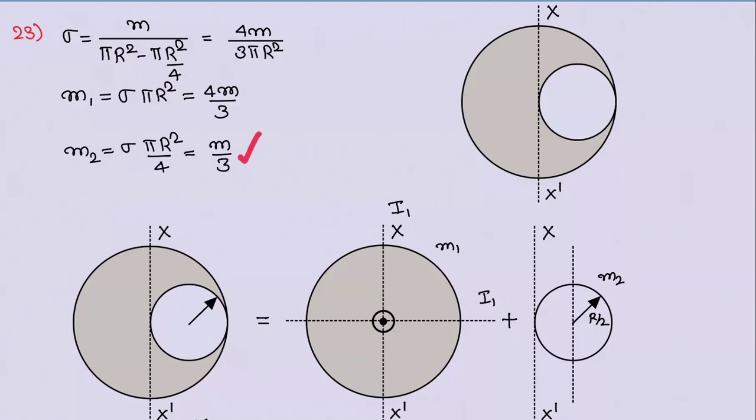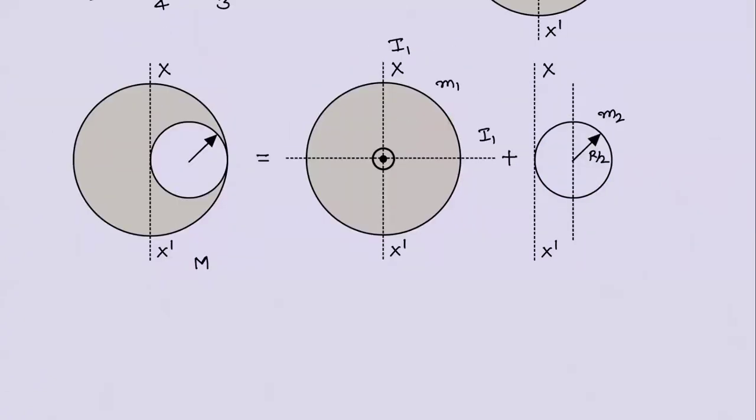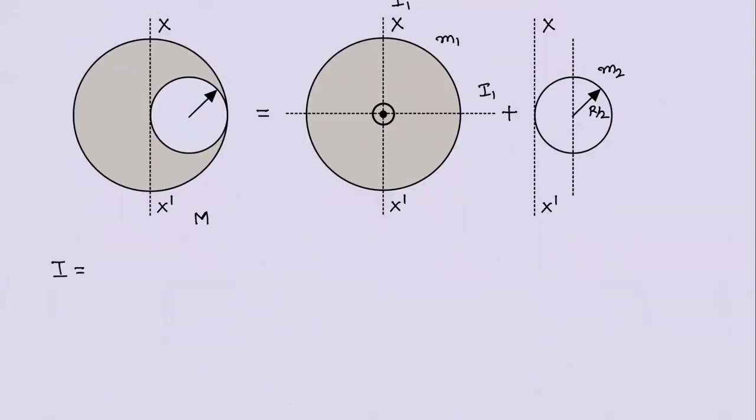Then we have to go for moment of inertia. The moment of inertia of a disk about this axis, we know. We calculate the moment of inertia. That is from the table, I is equal to mr square by 2. The mass of the disk is 4 by 3 m, so it is 4 by 3 m r square by 2. That's the moment of inertia.